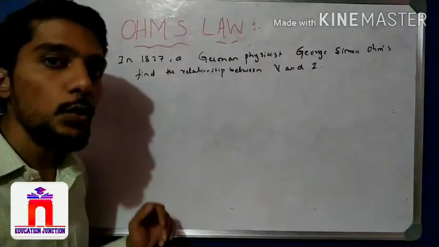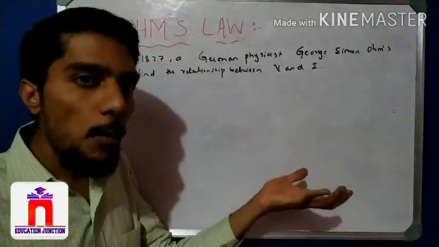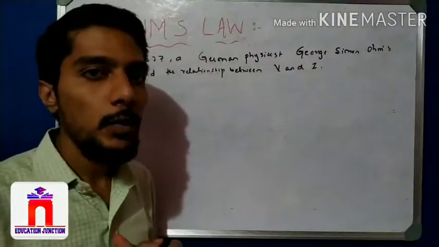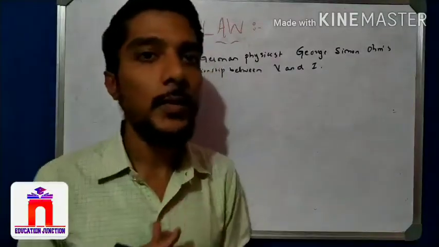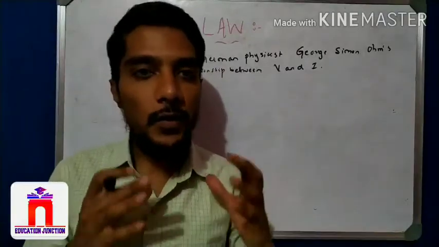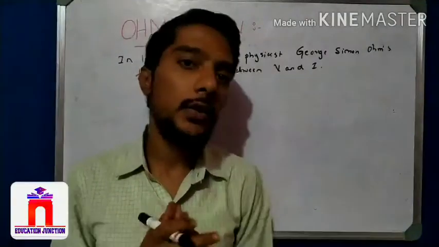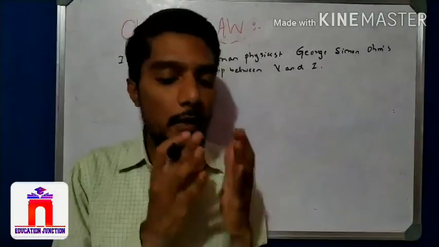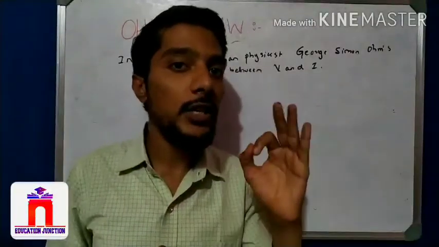So in 1827, the German scientist George Simon Ohm studied electricity, in particular the voltage and the current. What happens to the voltage and what happens to the current when they are interlinked? We know that whenever we apply a potential difference across the ends of a conductor, current starts flowing in the circuit. Whenever we remove the potential difference, there is no flow of current. We learned this in the potential difference video.